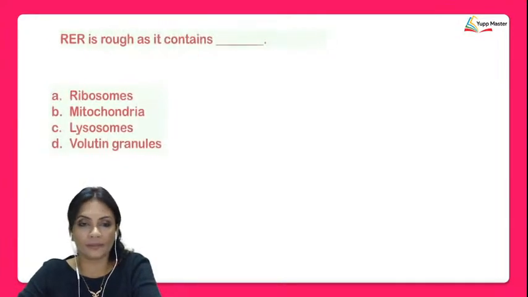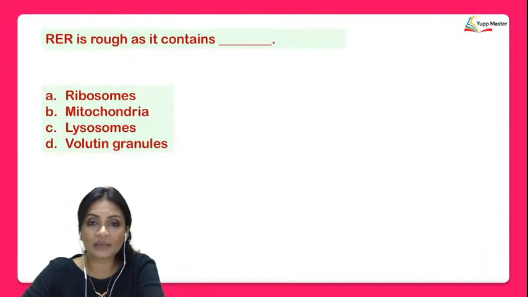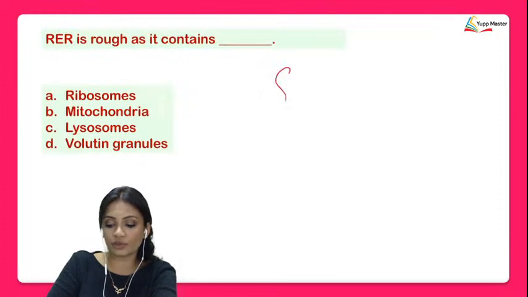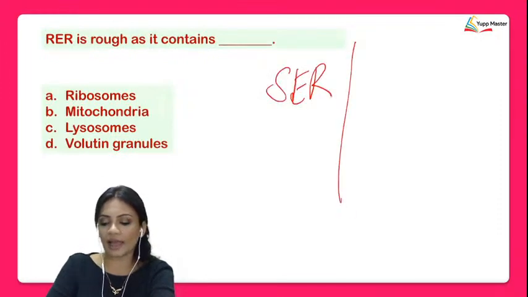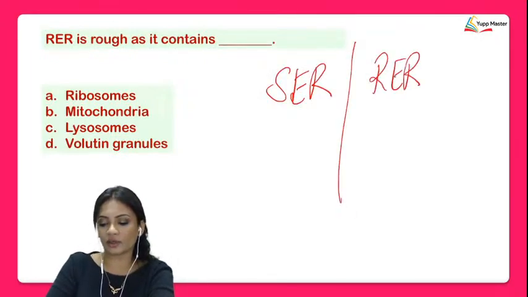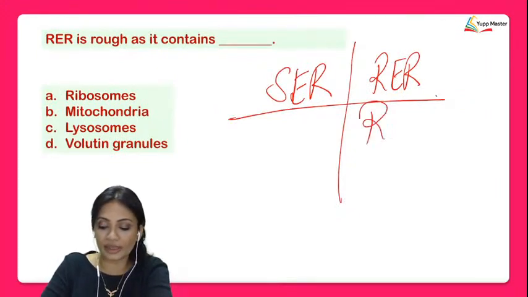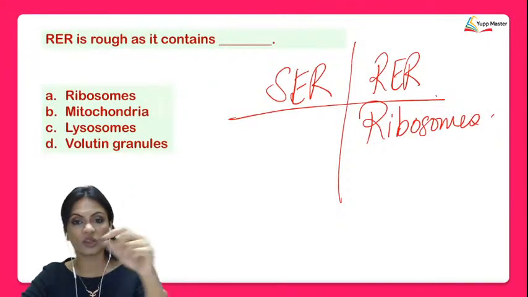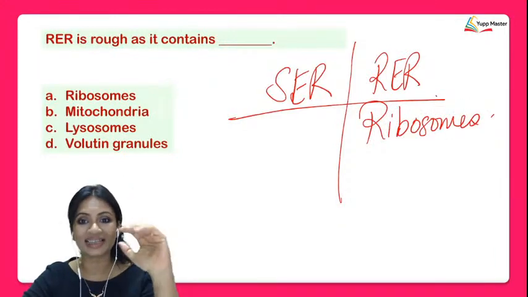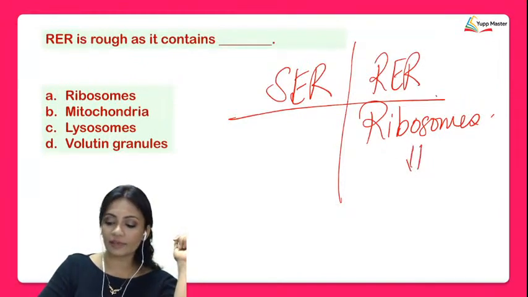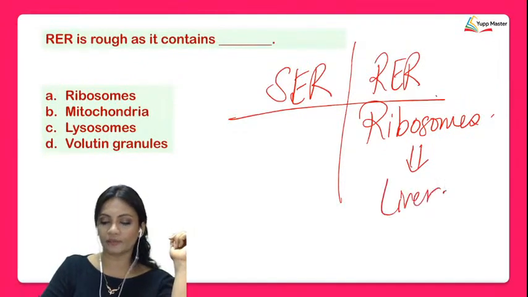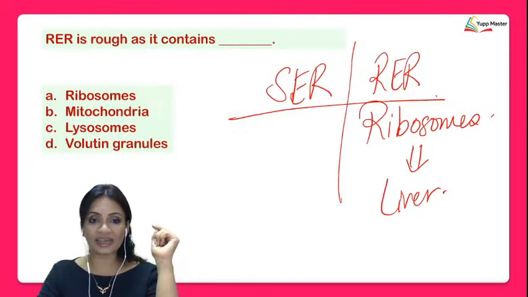Next, rough endoplasmic reticulum is rough because it contains... remember there were two, a smooth endoplasmic reticulum and a rough endoplasmic reticulum. Now, the rough is called rough because it contains ribosomes. Due to the presence of those granular ribosomes on them, it has a rough appearance. Maximum it was found in the liver. So over here it is rough because it contains the ribosomes.